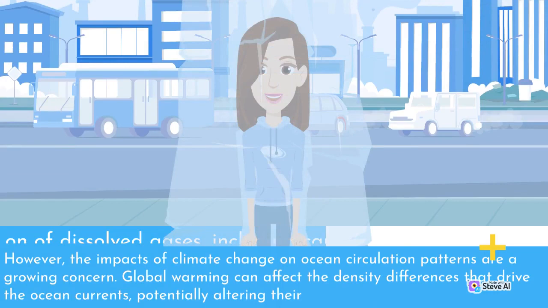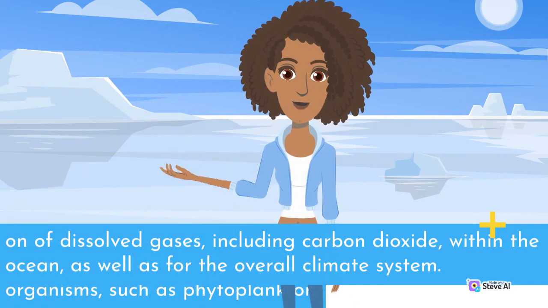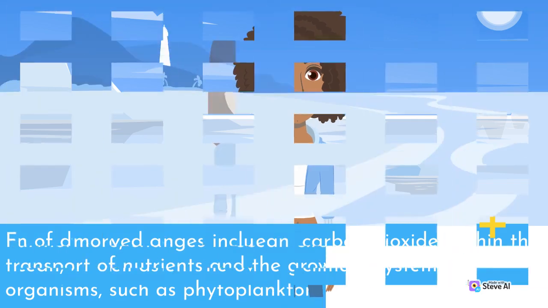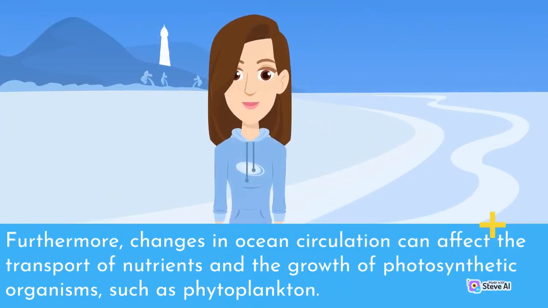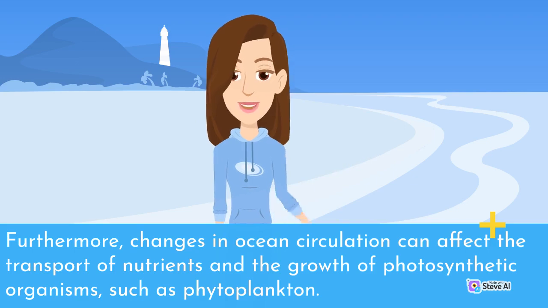However, the impacts of climate change on ocean circulation patterns are a growing concern. Global warming can affect the density differences that drive the ocean currents, potentially altering their strength and patterns. Changes in wind patterns and freshwater inputs from melting ice can also disrupt the circulation system. These alterations can have significant implications for the distribution of dissolved gases, including carbon dioxide, within the ocean, as well as for the overall climate system. Furthermore, changes in ocean circulation can affect the transport of nutrients and the growth of photosynthetic organisms, such as phytoplankton.